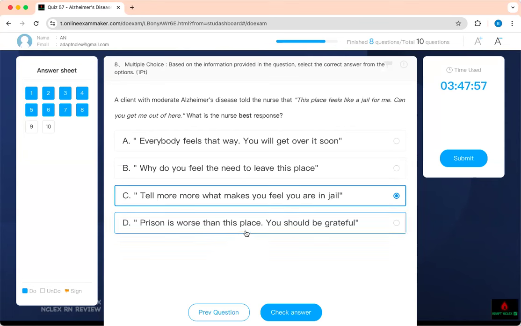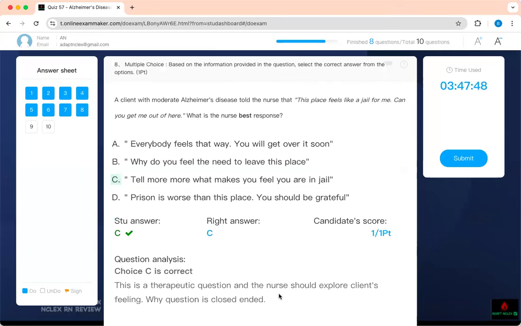Prison is worse than this place. You should be grateful. Who knows that? Don't say that to the patient. Answer the patient's question. Number 3 is your best answer.